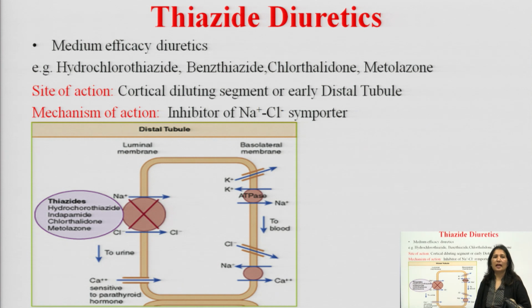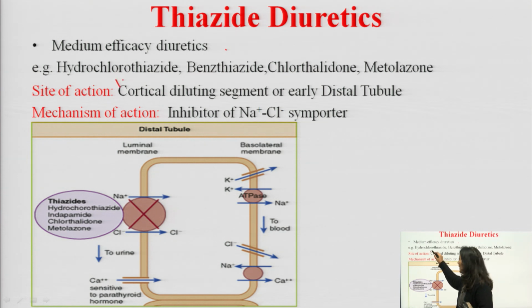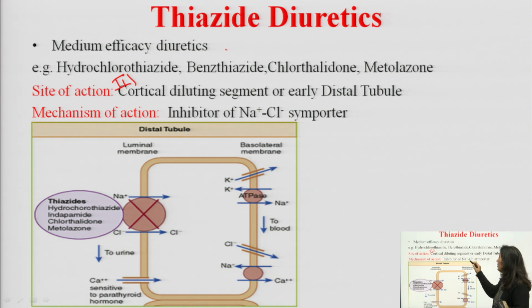Next class is thiazide diuretics. These are medium efficacy diuretics, because whatever load is left here will go to the other sites and get reabsorbed. So, they are known as medium efficacy diuretics. Examples are thiazide and thiazide like drugs. This is site 3, cortical diluting segment of early distal tubule. Mechanism of action: inhibition of sodium chloride symporter.